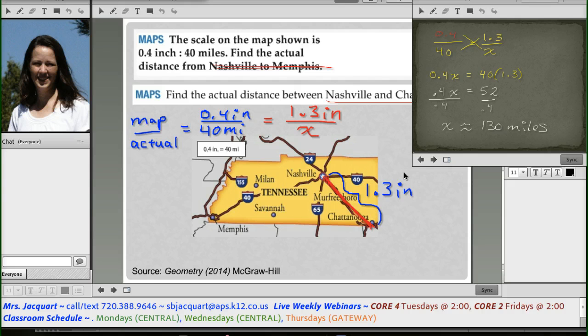Okay, so that's from Nashville to Chattanooga. And you'd have to have a ruler, and of course it's hard to get a ruler on that computer. So, 130 miles.